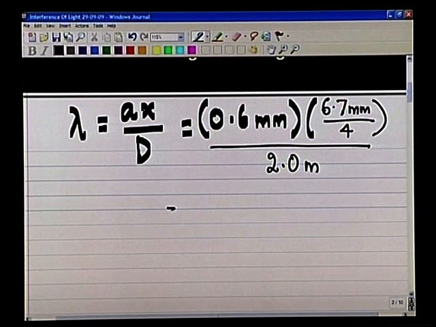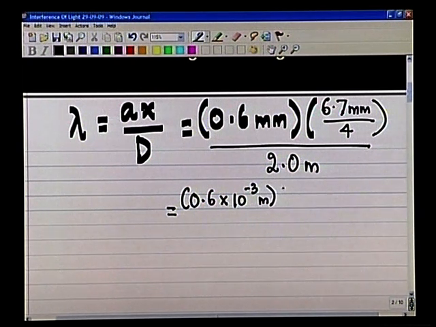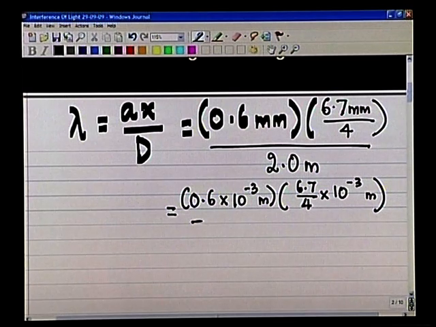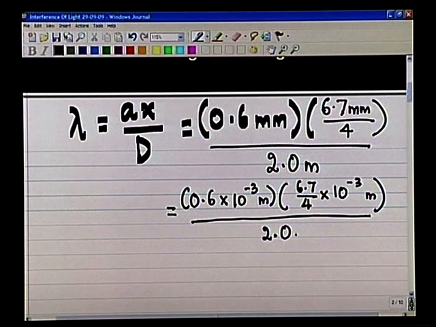Alright, so what do I get? The first step, 0.6. I must multiply it by 10 to the power of negative 3. And this is in meters. Next, I have 6.7 divided by 4. I must multiply it by 10 to the power of negative 3. Again, this is in meters. And at the bottom, I have the denominator. I have 2.0 meters. Okay, let me highlight it for you. I have got meters, meters, meters.